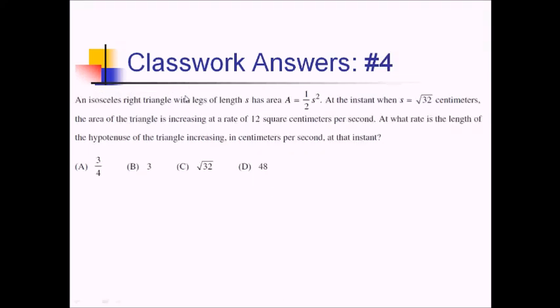On this problem, we're given an isosceles right triangle with an area of 1/2 s squared, where s is the length of one of the legs. At the instant when s is radical 32, the area of the triangle is increasing at a rate of 12.